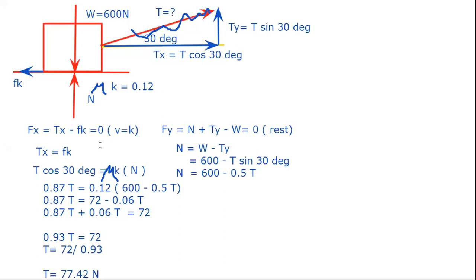So this is the problem: how much tension will we apply so that this will be pulled with uniform speed? We divide the whole thing in terms of the horizontal and the vertical forces. Okay, any questions from you? So this is with regard to our example 2.